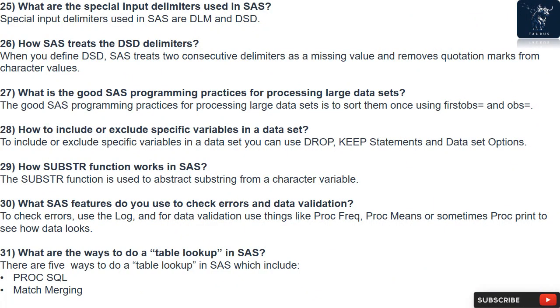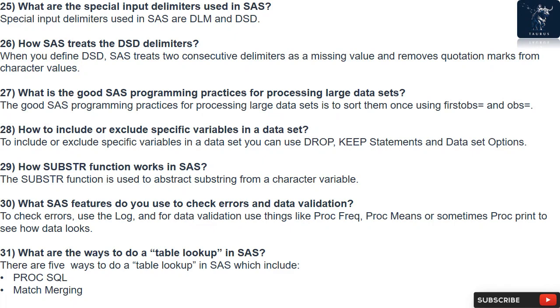25. What are the special input delimiters used in SAS? Special input delimiters used in SAS are DLM and DSD. 26. How does SAS treat the DSD delimiter? When you define DSD, SAS treats 2 consecutive delimiters as a missing value and removes quotation marks from character values.